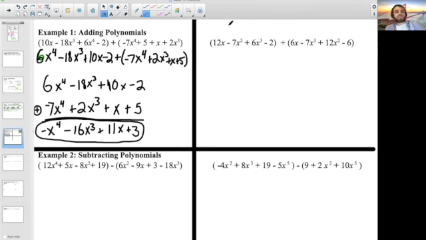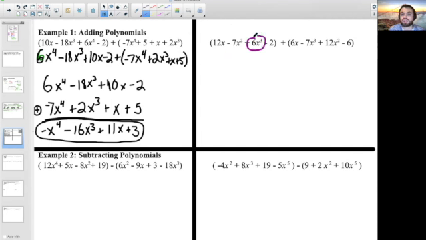All right, the other method I'm going to use is different kinds of shapes to really identify those like terms. It's just another way of doing it. You don't have to use the column method if you don't want to. All right, here I go.